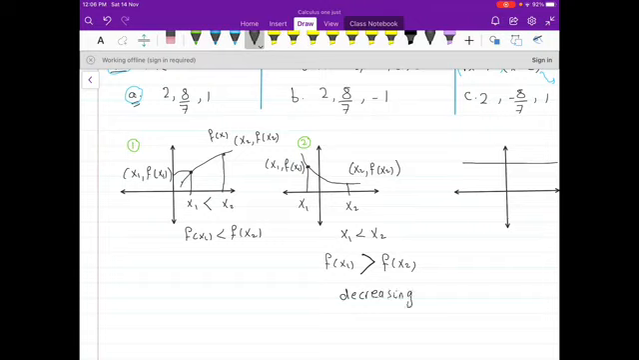But in graph 1, obviously, when the x increases, the image increases. So this function we will name an increasing function.